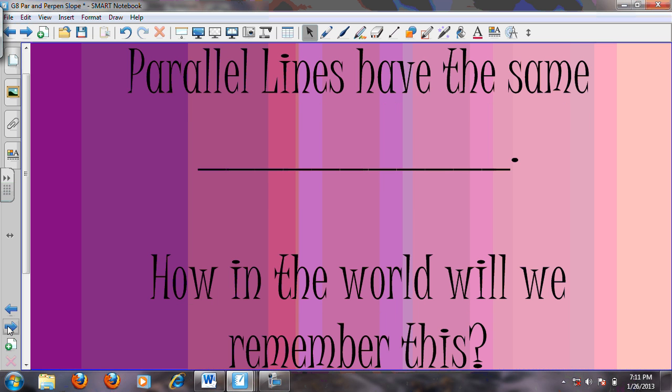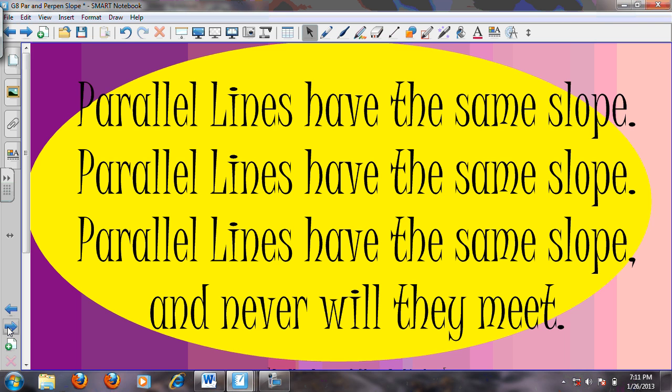How are we going to remember this? You know Skip to My Lou, Skip to My Lou. We're going to do it with parallel lines. Are you ready? Parallel lines have the same slope. Parallel lines have the same slope. And never will they meet.